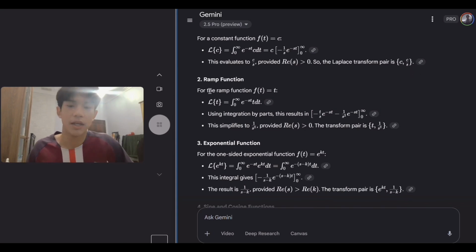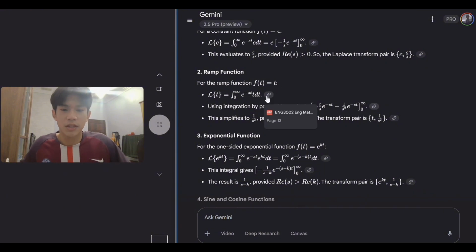The next up is ramp function. What is a ramp function? A ramp function is a function that is made up of just the variable. So for example, we have a function of time right here, and the variable is of course going to be the time itself.